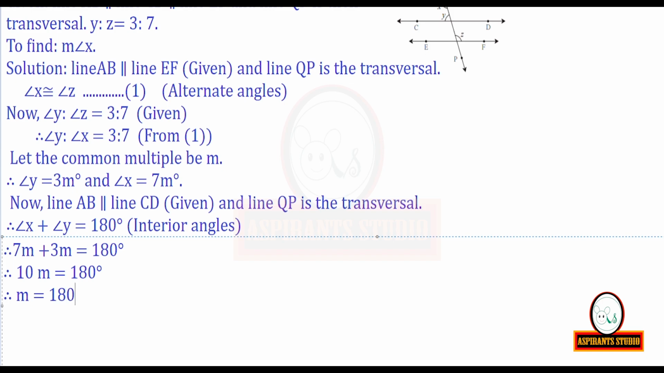Substitute the value of m in measure of angle Y and measure of angle X. We have measure of angle Y to be 3m degrees and measure of angle X to be 7m degrees. So, after finding out the value of m, we have to put it in these two equations and find out the value of Y and X.